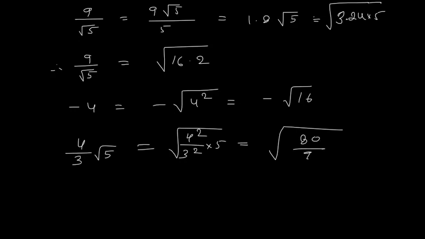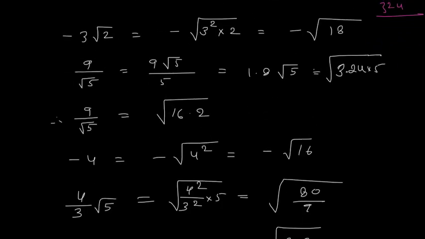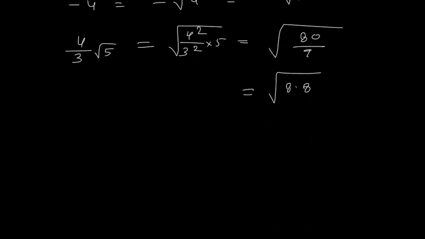So this is approximately equal to 9 8s are 72, 80, then 9 8s are... so something 8.8. Okay, 8.8 something. And last is 3 upon 2 into root 3. This is 1.5 into root 3.